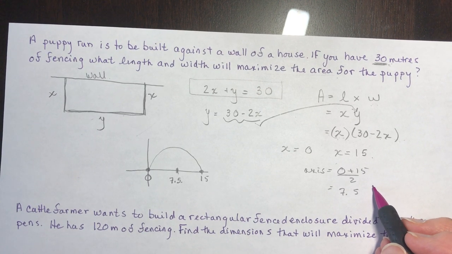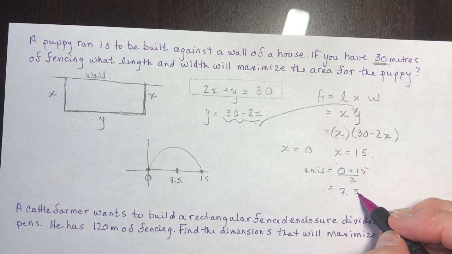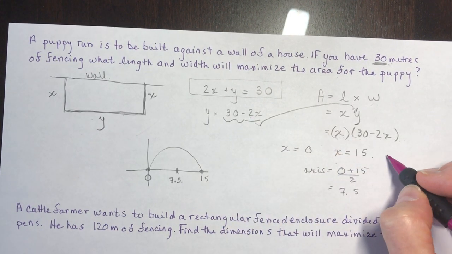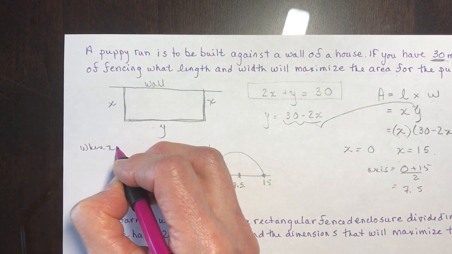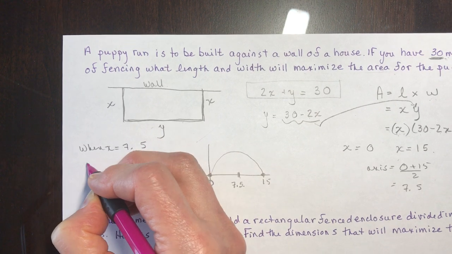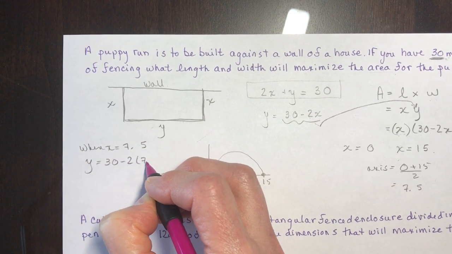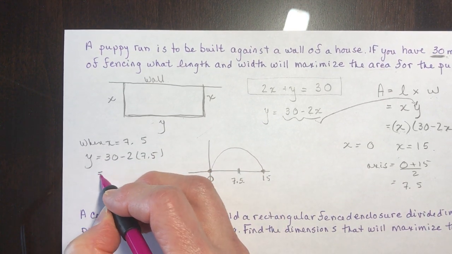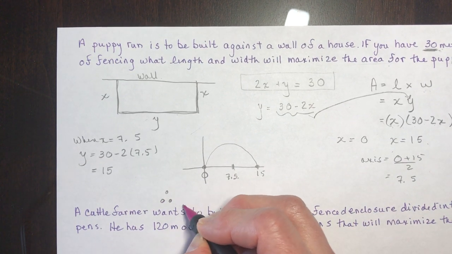So my maximum happens when x is 7.5, and what's y going to be equal to? So let's put it right over here. So when x equals 7.5, y equals 30 minus 2 times 7.5. 2 times 7.5 is 15, and 30 minus 15 is 15. So there's your concluding statement.